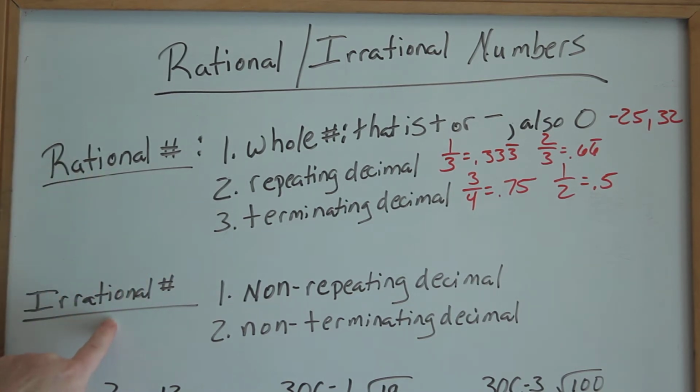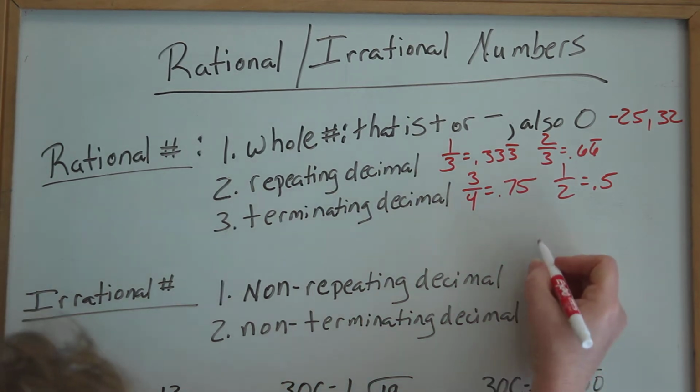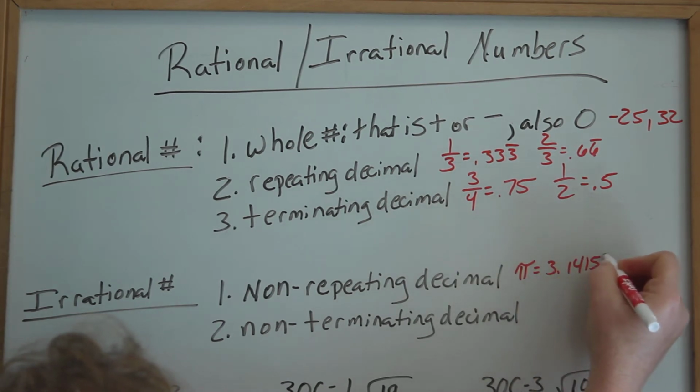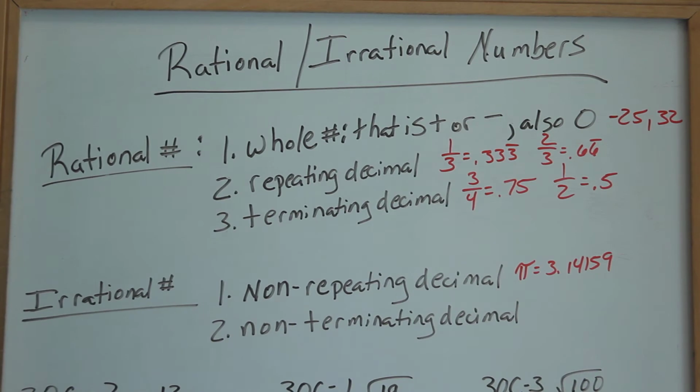An irrational number is exactly the opposite, a non-repeating decimal or a non-terminating decimal. In other words, a decimal that goes on forever and doesn't ever repeat itself. Pi is an irrational number. 3.14159 blah blah blah. It goes on forever and it doesn't repeat itself. It is an irrational number.